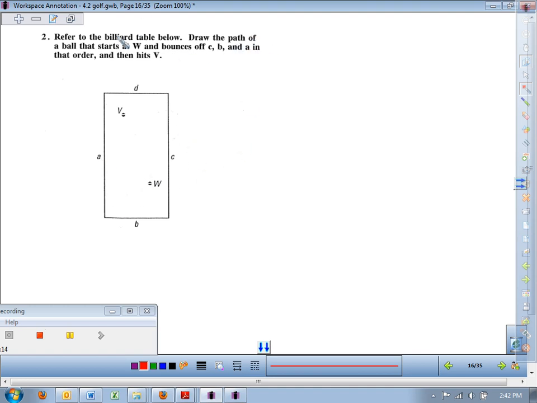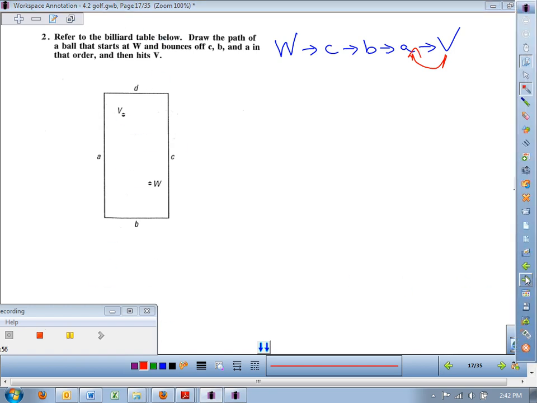So it's a little different than pool. But draw the path of the ball that starts at W, bounces off C, B, and A in that order, and then hits V. So let's start with rule 1, write the path. Booyah. We want W to go to C, then to B, then to A, and then finally hit ball V. Now we want to reflect backwards, so we'll take ball V and reflect it over line A. So let's extend out A much longer and reflect V over that, and we'll call it V prime. So extend out A.